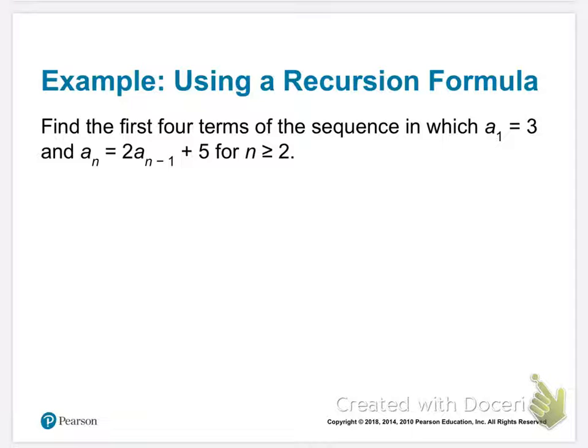Okay, so here, find the first 4 terms of a sequence in which a sub 1 is 3 and a sub n is 2a sub n minus 1 plus 5 when n is greater than or equal to 2. Well, we have to say that because you know what the first term is. A sub 1 is 3. It's given. So a sub 2 is going to be 2 times, and then that n minus 1 is just saying it's the previous term, so you're going to put in the 3 here, plus 5.